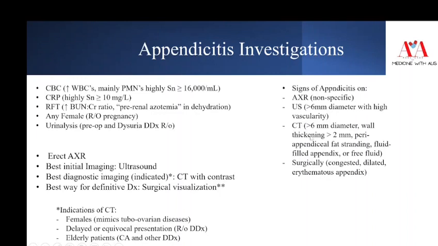CT, we have more than 6 mm also in diameter with wall thickening more than 2 mm, with periappendicular fat stranding and periappendicular fluid formation, free fluid as said. Surgically you're going to see an erythematous, dilated and congested appendix.